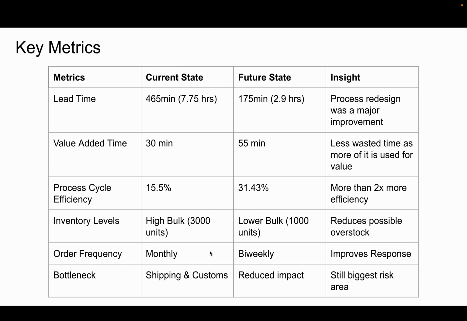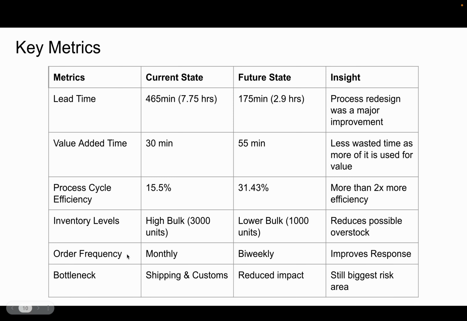Now, order frequency. I suggested going from monthly to bi-weekly. This improves response, which is true. You're able to just keep track of inventory a lot better, seeing stuff come in bi-weekly and having to keep track of fewer items.